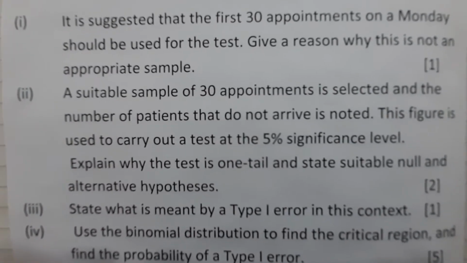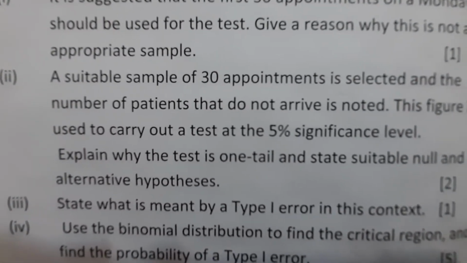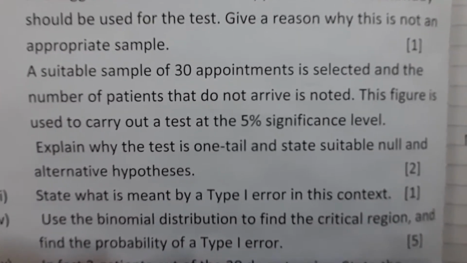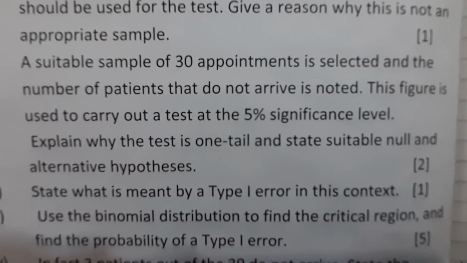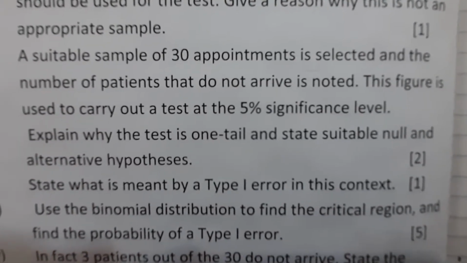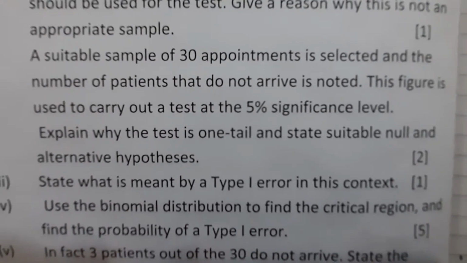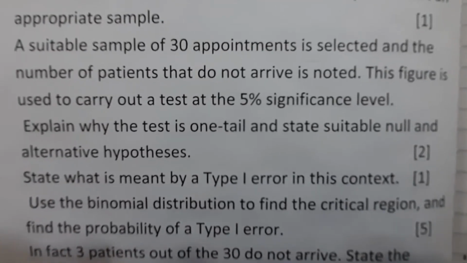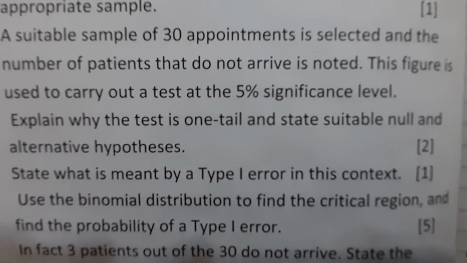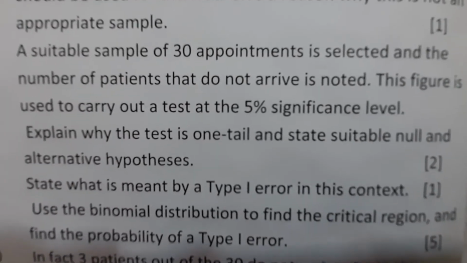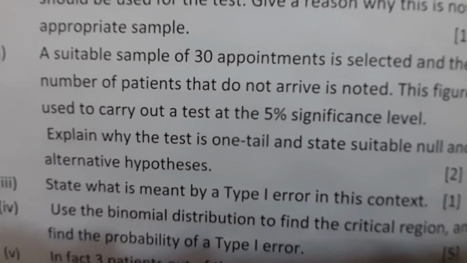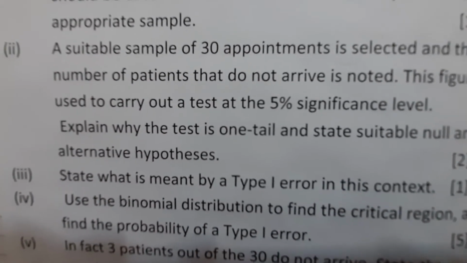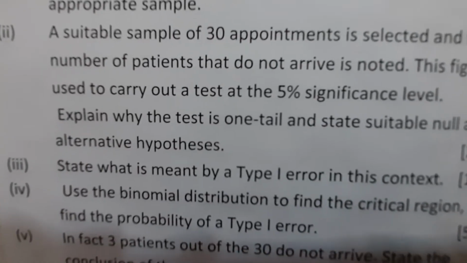Okay, so part 2 is saying a suitable sample of 30 appointments is selected, and the number of patients who do not arrive is noted, and now perform your test at 5% significance level. First explain why the test is one tail and state the suitable null hypothesis and alternative hypothesis. I have just asked and you have answered the hypotheses correctly. But why is it called a one tail test? And will it be lower tail or upper tail?